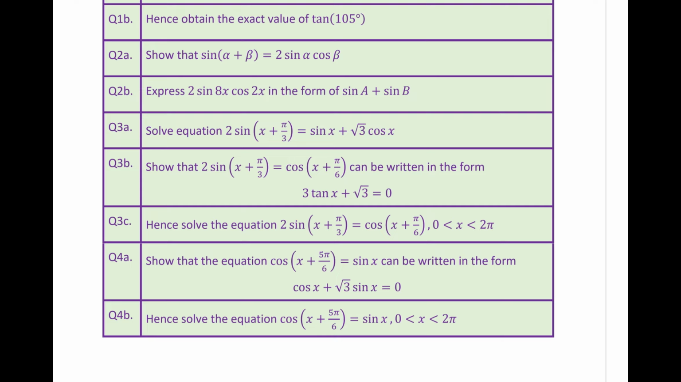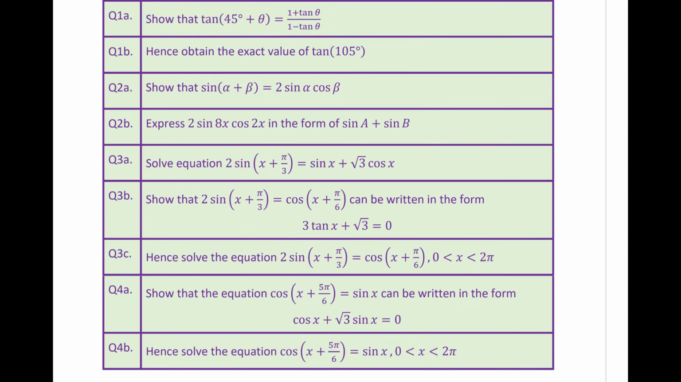So normally you see that these questions are designed so that one part leads to the other. Question 3c is hence solve the equation 2 sine (x plus pi by 3) equals cos (x plus pi by 6), where x is between 0 and 2 pi. Note 0 and 2 pi are not in the domain. So at times the student might make that kind of mistake.